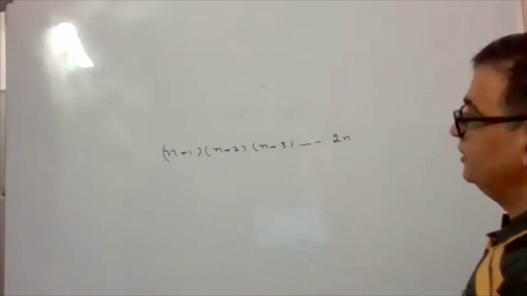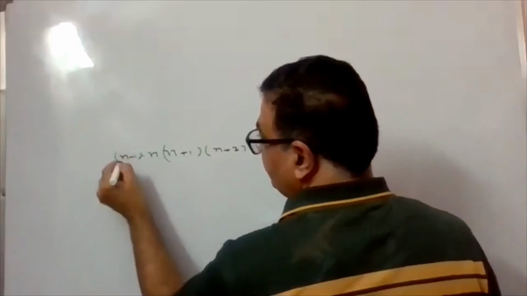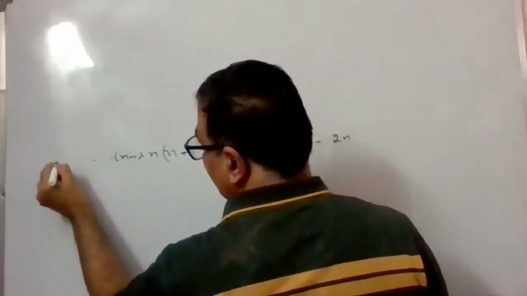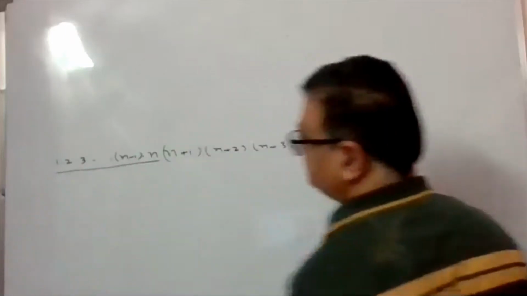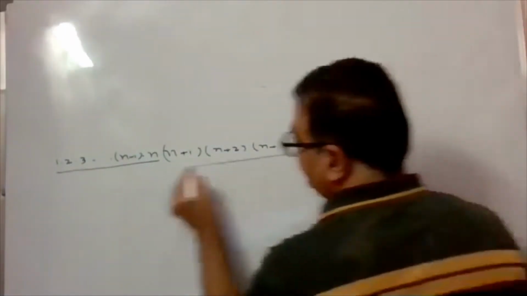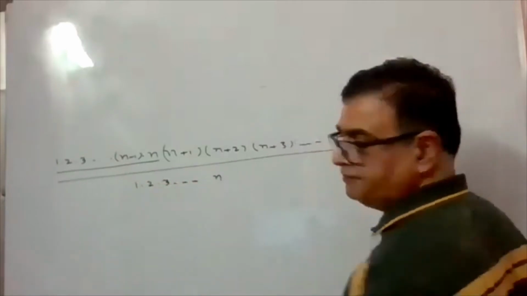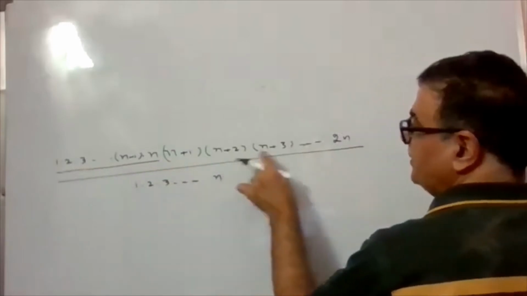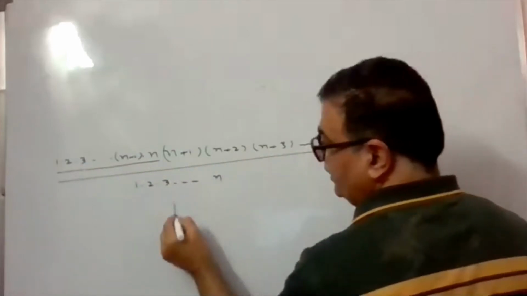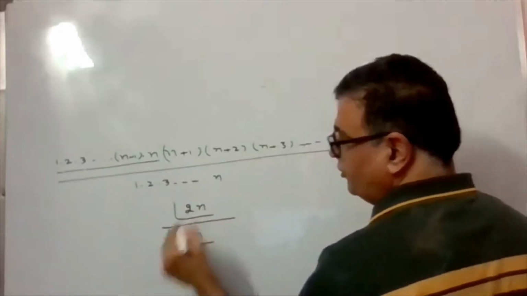Yes, good. What is the term missing here? 1, 2, 3 till n is missing. Then we will write this also as 1, 2, 3 till n. Now it is 1, 2, 3 till n, n plus 1, n plus 2 till 2n. So numerator will become factorial of 2n, denominator will become factorial of n.